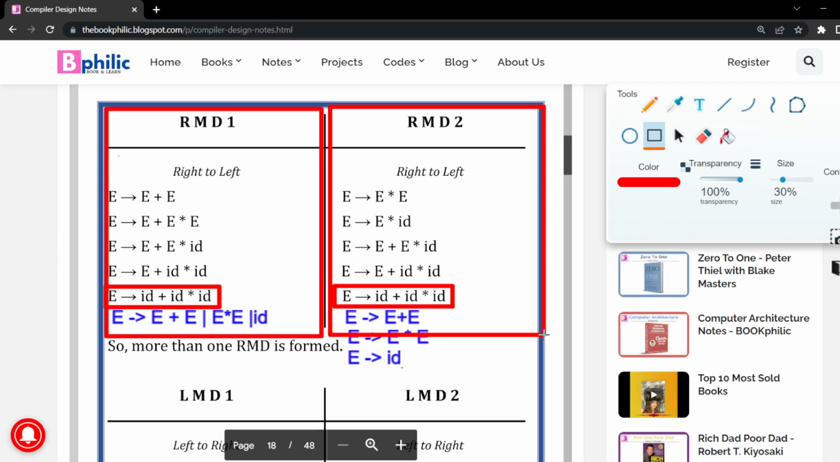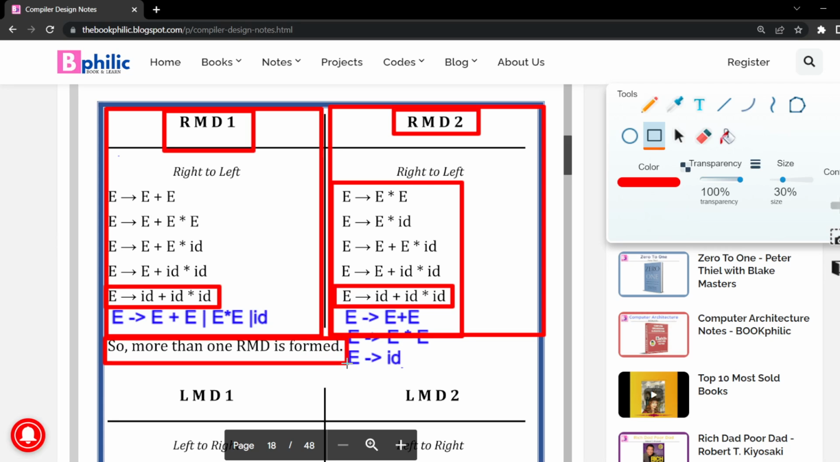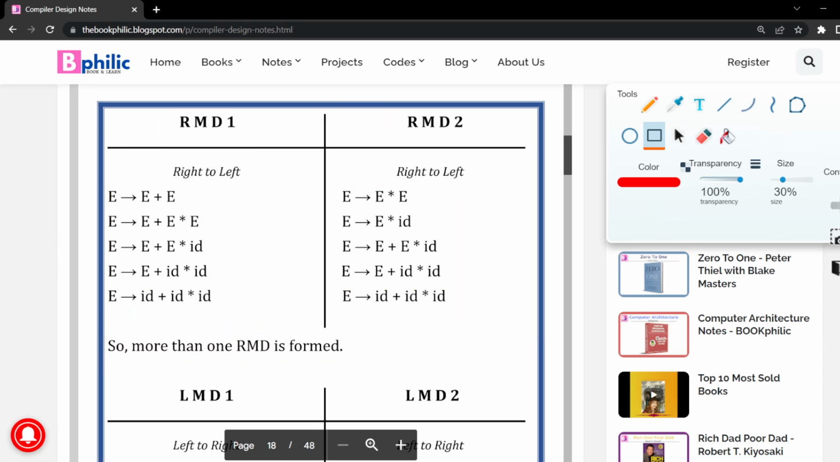So in this case the parser will get confused, because the parser needs to generate the parse tree from these rules of grammar that we have derived. So the parser will get confused about which one, RMD1 or RMD2, it should use to generate the parse tree. That's why we say that this is nothing but the ambiguity property of grammar. So more than one RMD is formed, hence it is also known as ambiguous grammar. So by this property we have taken this example.